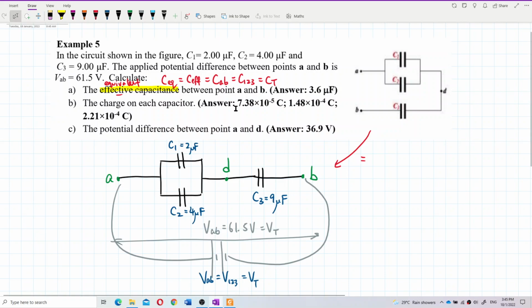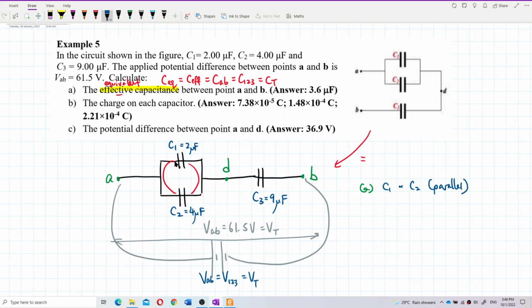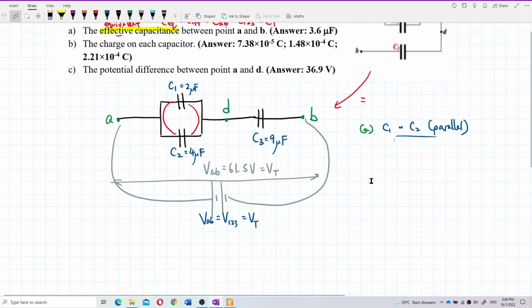Let us not waste our time. So let us find question A. Between C1 and C2, they are in parallel, isn't it? Yes, they are parallel, because they are both leg connected. See that? They are both leg connected.